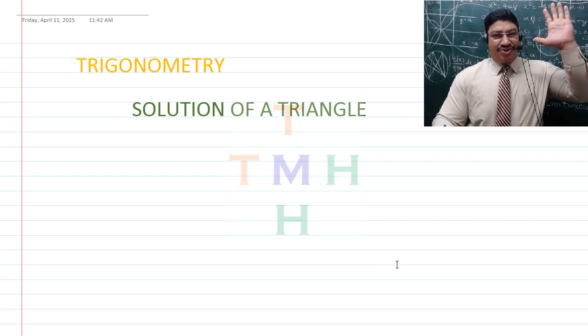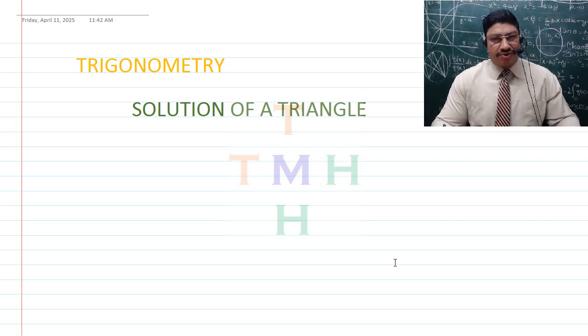Hello children, today we will be discussing trigonometry, a topic of class 9, wherein we will be looking at the solution of a triangle. When we talk about the solution of a triangle, we mean that we want to find out everything possible of a triangle. That means all the three sides and all the three angles.